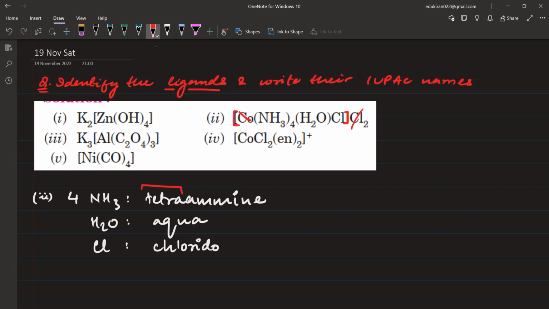Okay. So you read the question, you have to identify just the ligands, okay? Not the complete names of this coordination compound, just the ligand. Identify what is the ligand and then name the ligand. Okay. Sir, I've done the second one for you guys. You can name the rest of them.